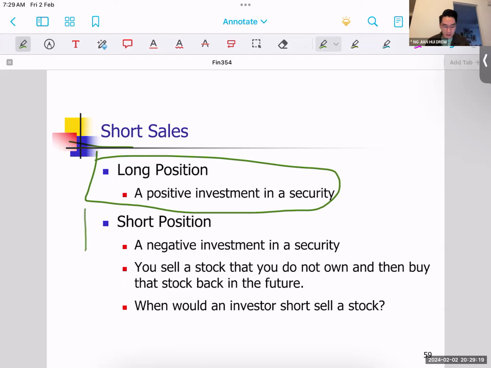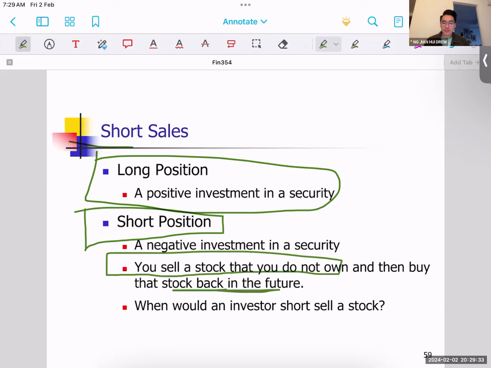Okay, what's a short position? A short position is a negative investment in a security. What does it mean? You sell a stock that you do not own, and then you buy the stock back in the future. So, question to all of y'all: when would investors sell a stock that they do not own, or short sell a stock? In what situation would they do this? And it is a kind of taking leverage as well.